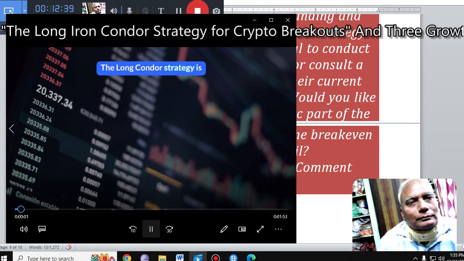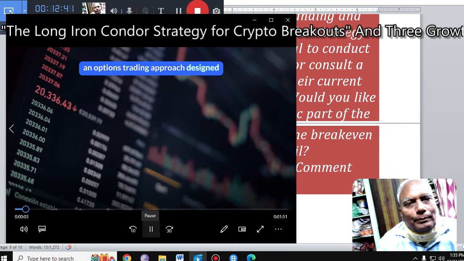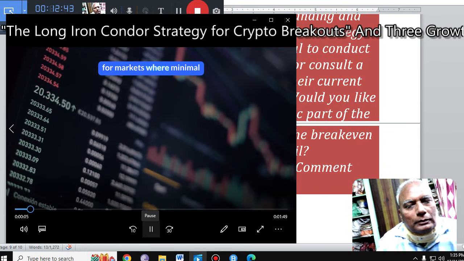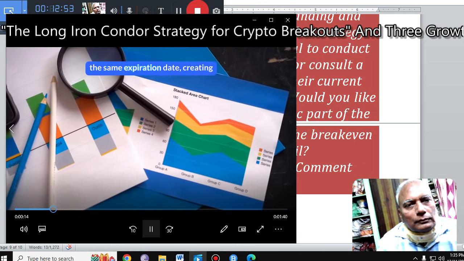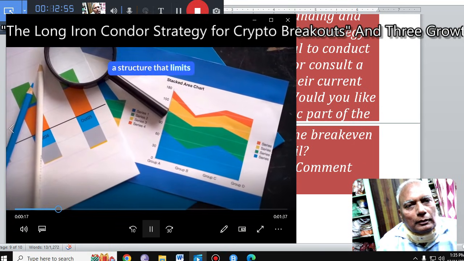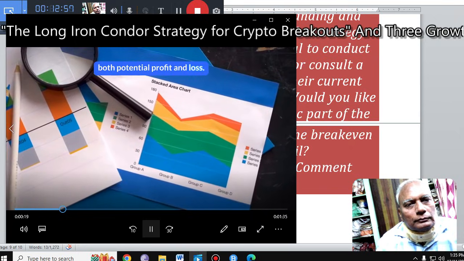The Long Condor strategy is an options trading approach designed for markets where minimal price movement is expected. It involves buying and selling four options contracts with different strike prices but the same expiration date, creating a structure that limits both potential profit and loss.